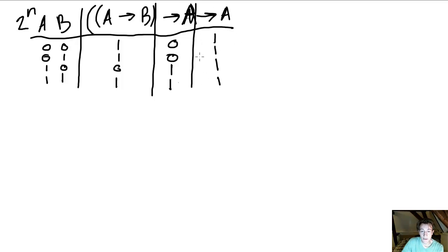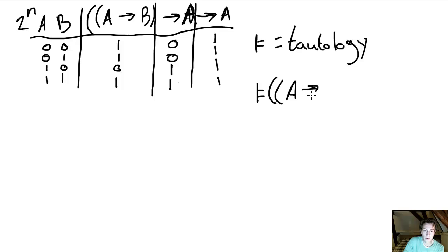Well, this is special because every row has a 1. This means that this formula is a tautology. In different words, this formula is always true. You can write it down as this.